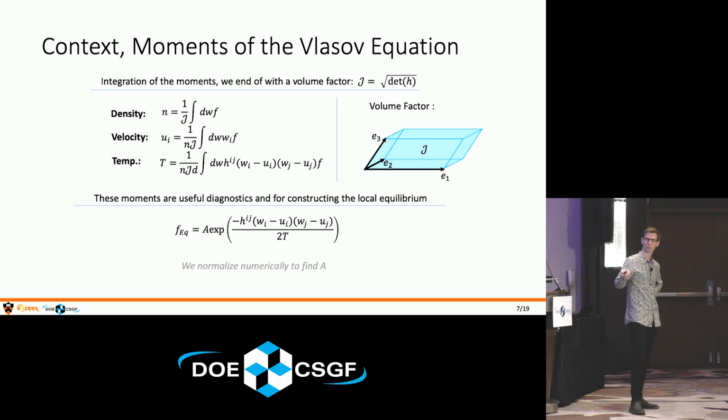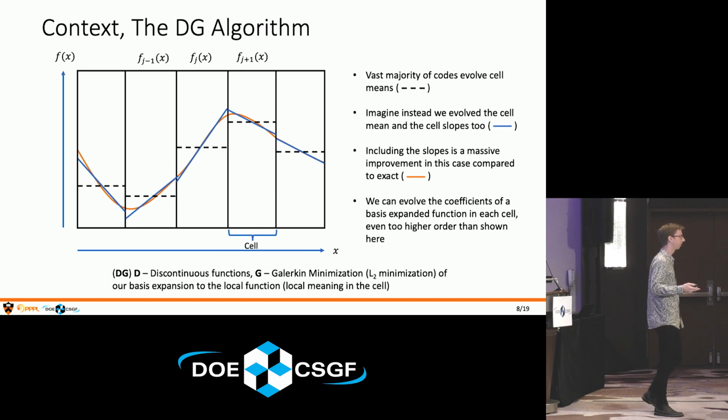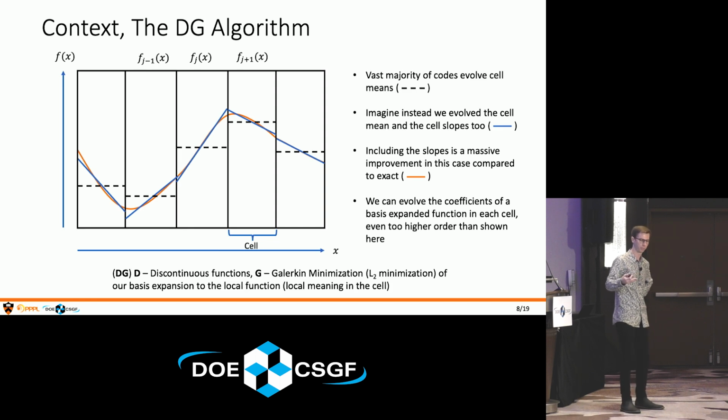And what we'll do with this is use it to calculate simple collisions. The scheme that we're going to use to discretize is called the Discontinuous Galerkin algorithm. This is the standard slide for anyone who's using DG. You've seen this before. You have your function f of x, you discretize your domain into cells, and in the vast majority of codes there is some cell mean value. That's these black dashed lines, which describe the orange curve passing through all of the points. A DG scheme instead has these blue lines, which more accurately describe the solution in this case.